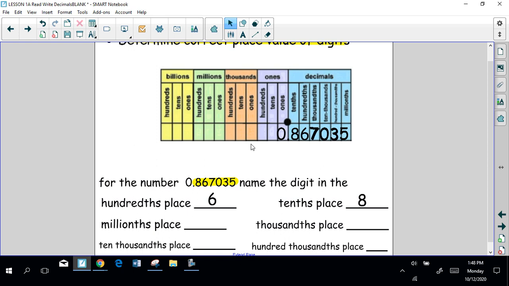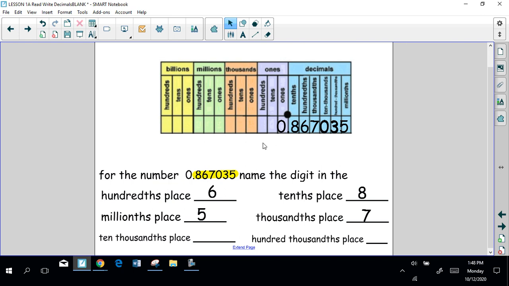Millionths, a million has 6 zeros, so 6 places past the decimal, there's a 5 there. Thousandths place, 1,000 has 3 zeros, so 3 places past the decimal, that's a 7. 10,000 has 4 zeros, so 4 places past, that's a 0. And finally, 100,000 has 5 zeros, so 5 places past the decimal, and there's a 3. Very easy.